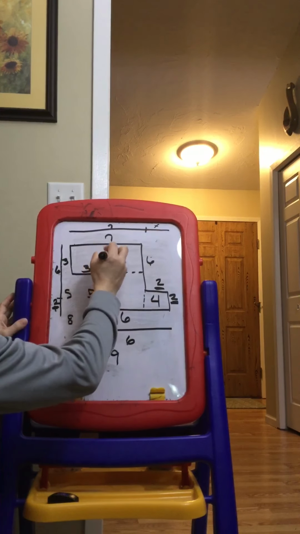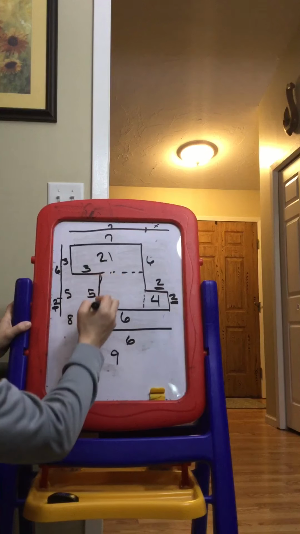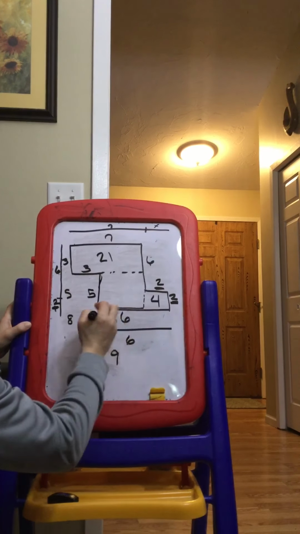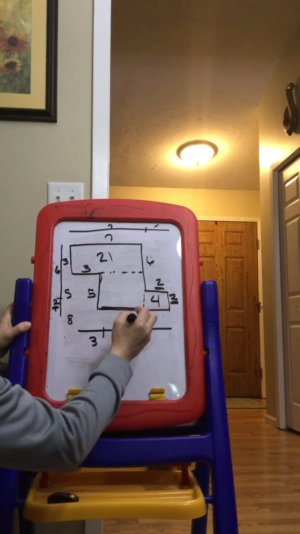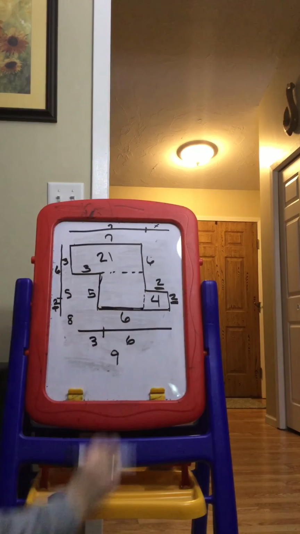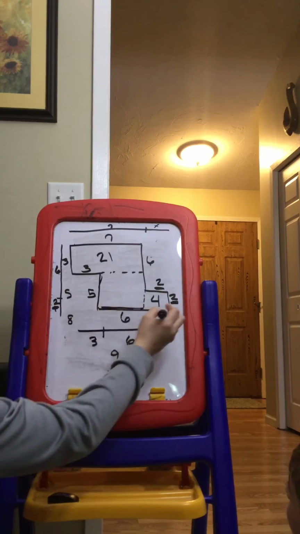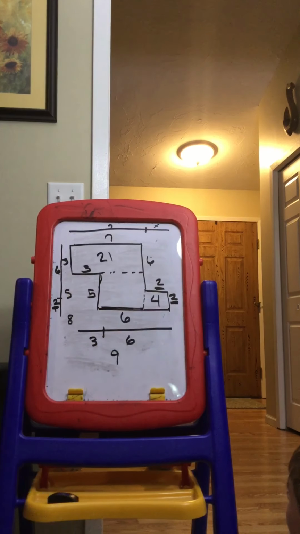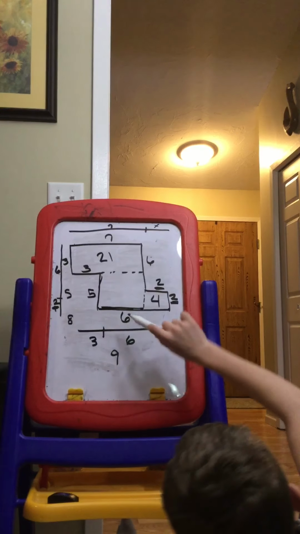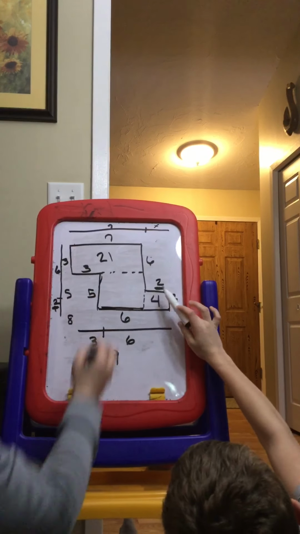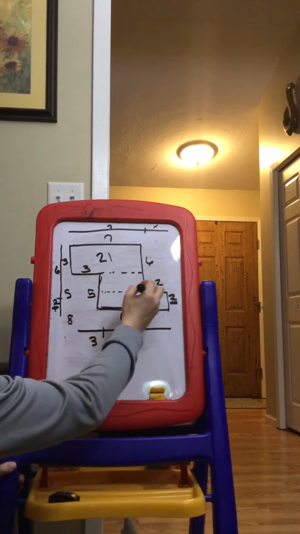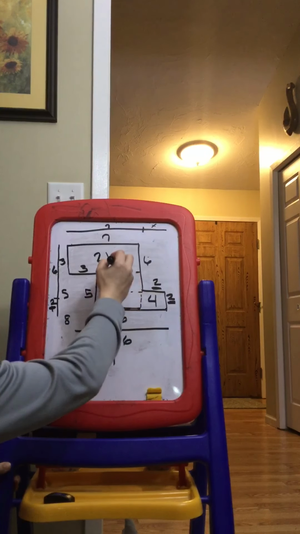21. Now, we know this is 5, but we don't know the length from here to here because here to here is 6. How can I find out the length from here to here, Wesley? 6 minus 2. Why are we minusing 2, Wesley? Because that's the whole length, and that's part of that length. So 6 minus 2 equals 4.